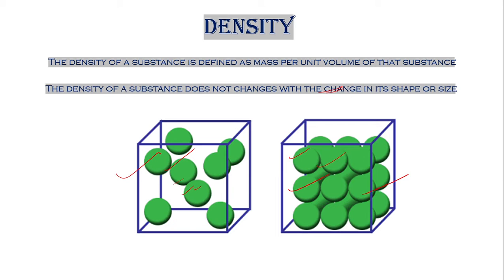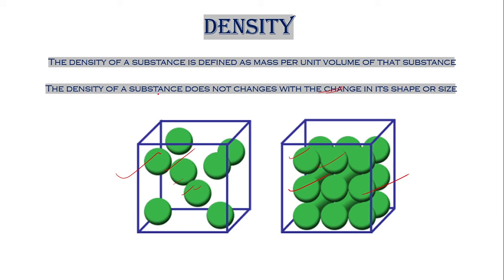For example, the iron ship. The ship is made up of iron. Now, if you break a piece of that ship and drop it in the water, that piece will sink, because it is made up of iron, and iron is denser than water. However, the ship still remains floating. So it doesn't depend on shape or size.